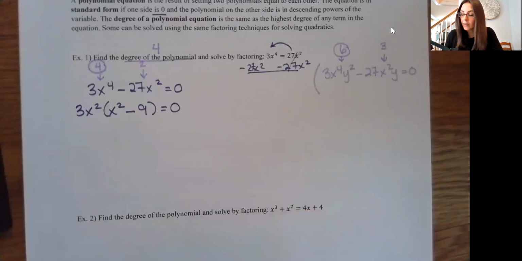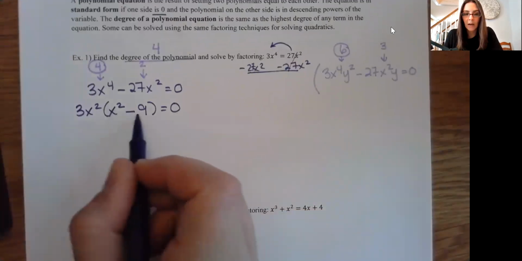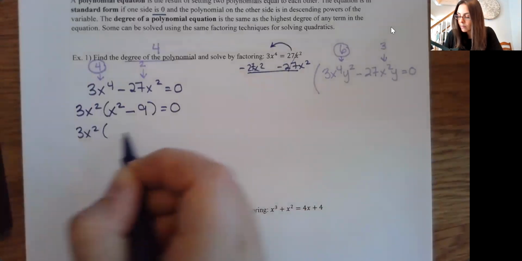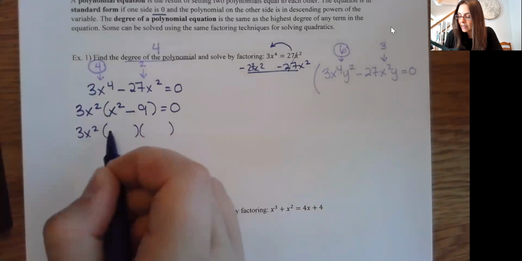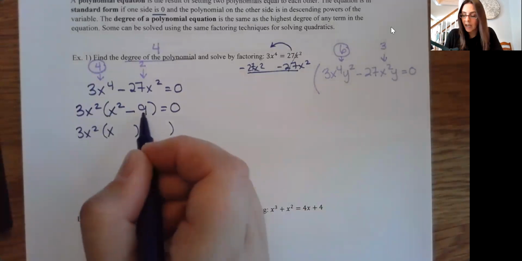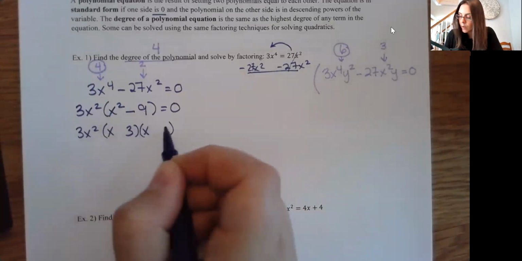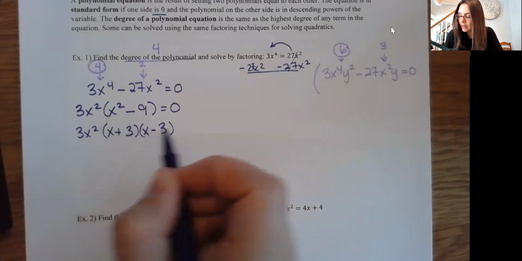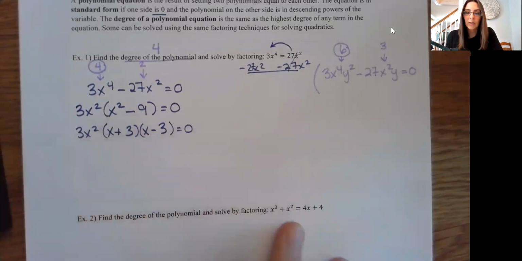Now you do want to keep factoring. Remember here, this is a difference of two squares. So that actually can factor. x squared is just x and x, and then 9 is 3 times 3. So when you have the difference of two squares, you just take your square roots and put a plus and minus sign in between to get your factors.